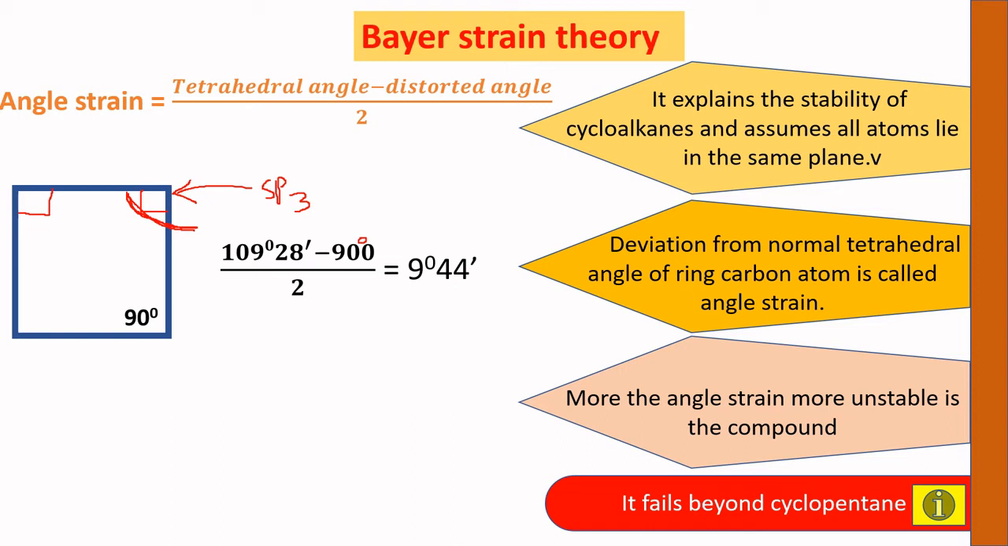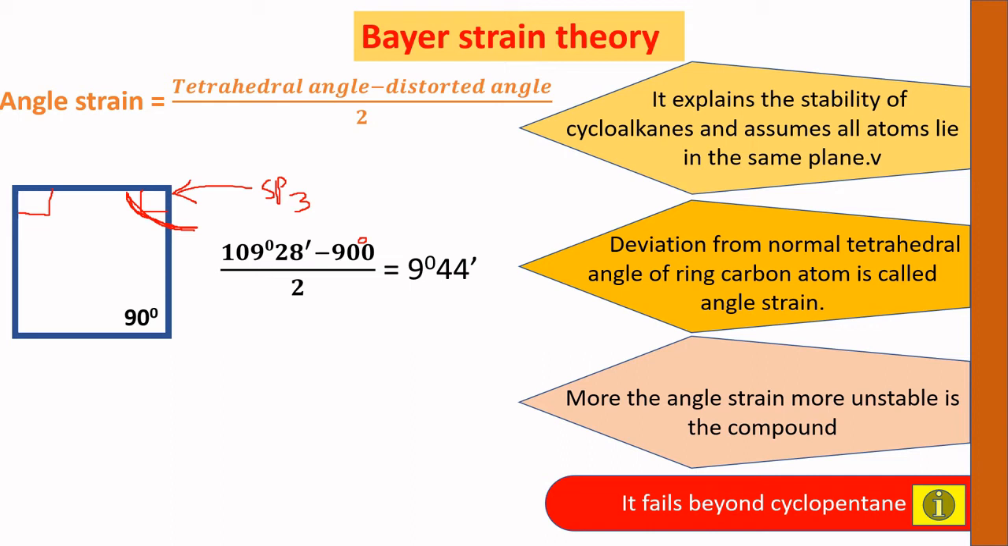So basically what is happening, because of this bond, this molecule is a cyclobutane. But this carbon atom is telling it, no, you should not stay in this state, you should go to 109 degree 28 minute. So it will always be looking for the opportunity. Whenever it gets the opportunity, this bond will break. This is what angle strain is.